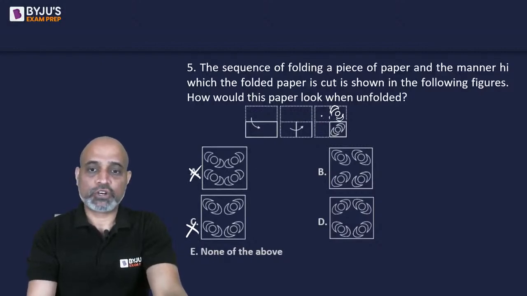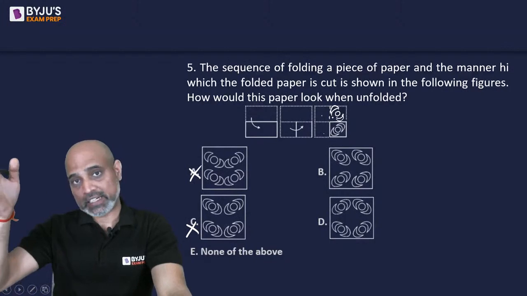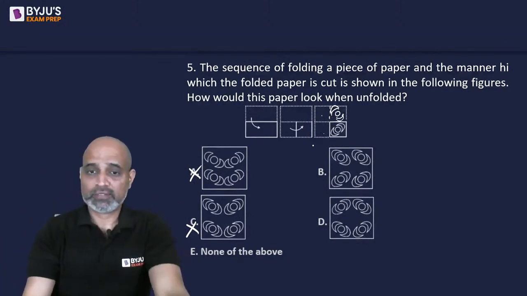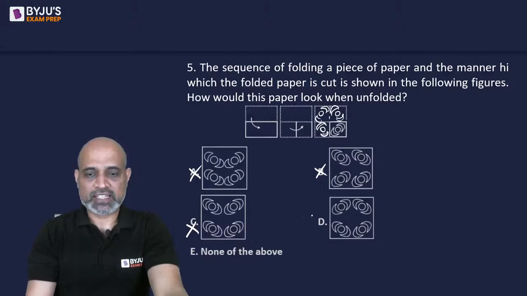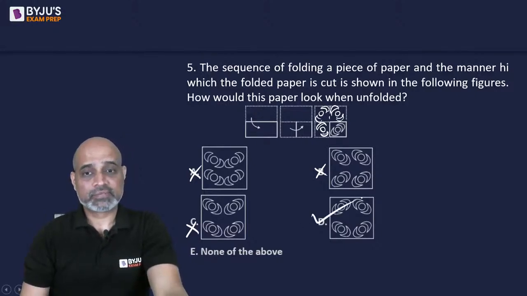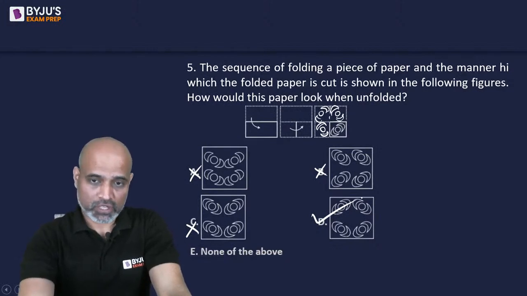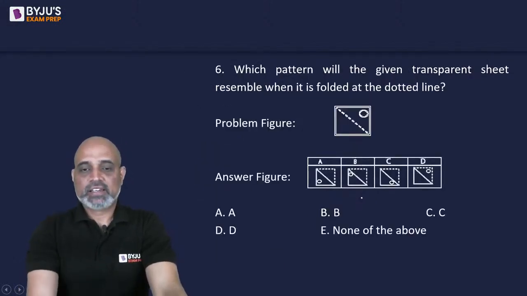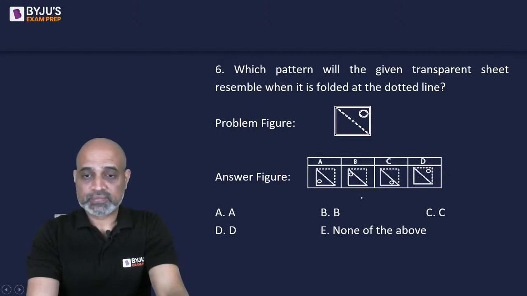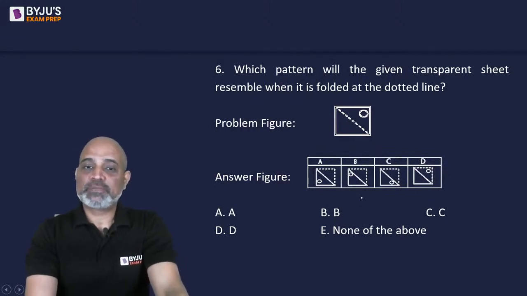Okay, next, you're going to have mirror images of the right-hand side column on the left-hand side. So you are going to have a symbol like this. That is not there in B. और फिर इसका अगर mirror image करोगे तो ये mirror image बनेगा, which exists only in D. Right? Chalo. Yes, you guys are correct. Good. Which pattern will the transparent sheet resemble when it is folded at the dotted line?